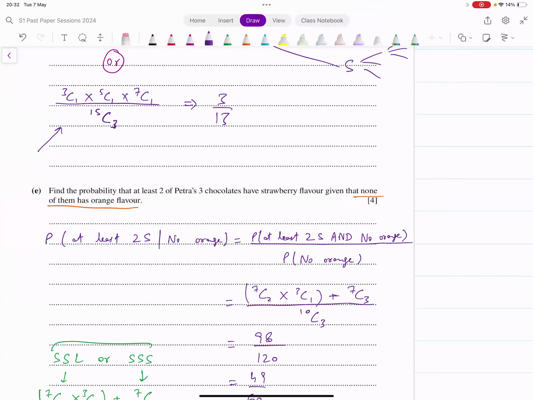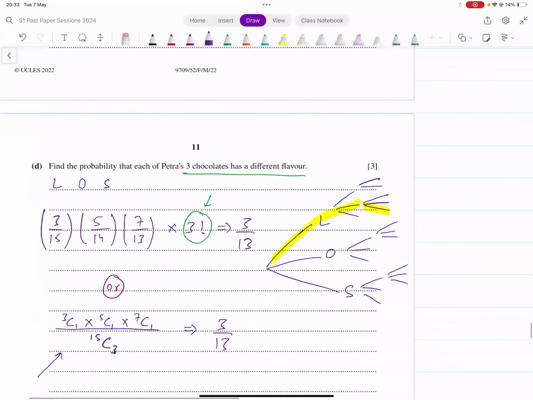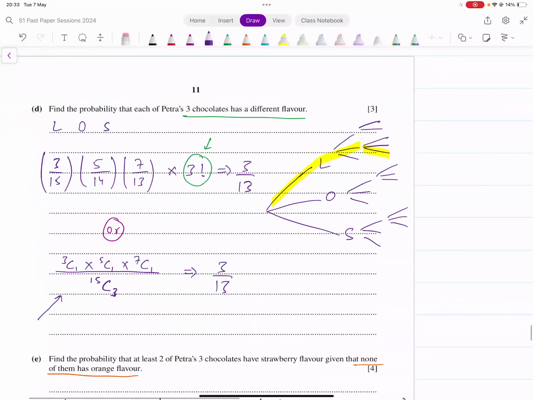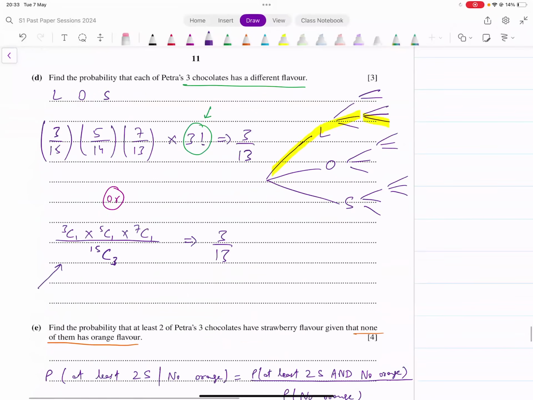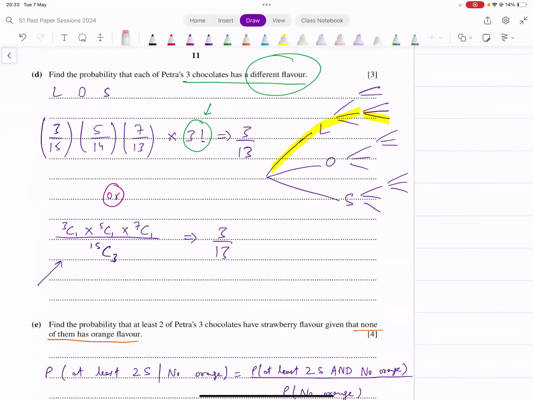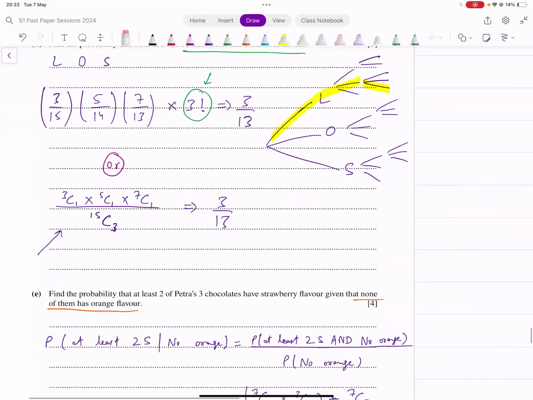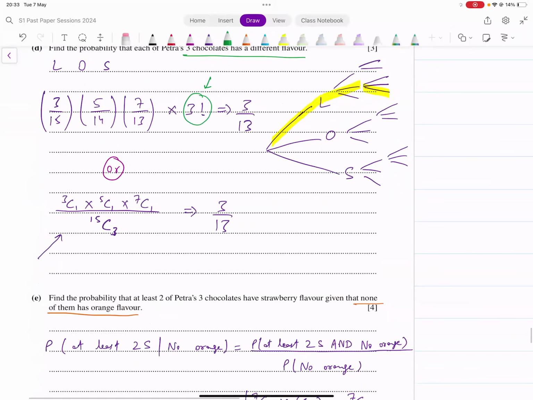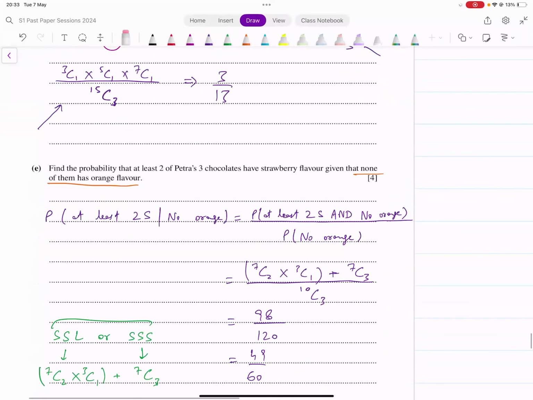Is that okay? Because if you want different flavored chocolates, it doesn't matter which one comes first, which one comes after. That's irrelevant here. But the tree diagram gives us different paths, so we have to consider all of those paths. For calculating how many paths like that exist, we do this 3 factorial thing here. Okay.